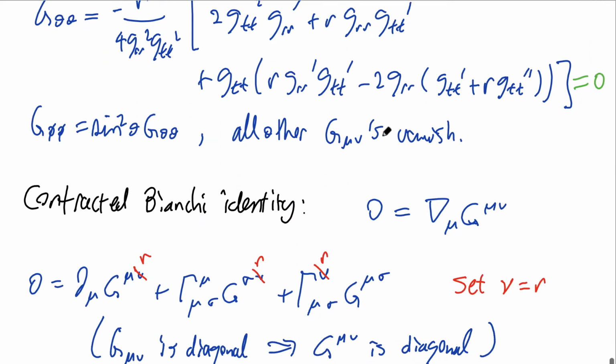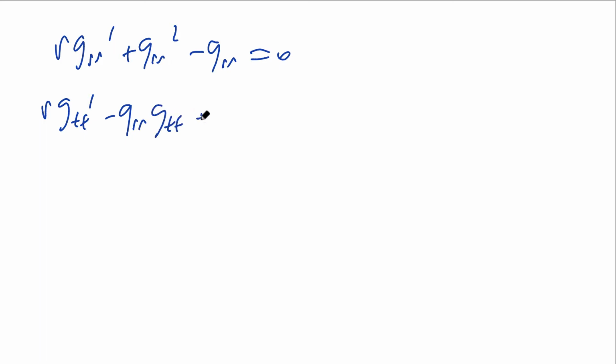Let me rewrite these equations and drop those coefficients in the equations. So we have r g_rr' plus g_rr squared minus g_rr equals 0, and r g_tt' minus g_rr g_tt plus g_tt equals 0. These equations aren't difficult to solve. You'll notice this first one only depends on g_rr, and the solution is 1 over 1 minus an integration constant I'll call K divided by r.